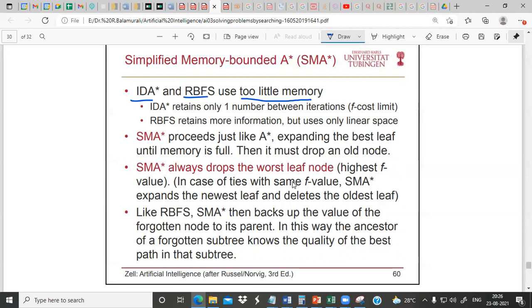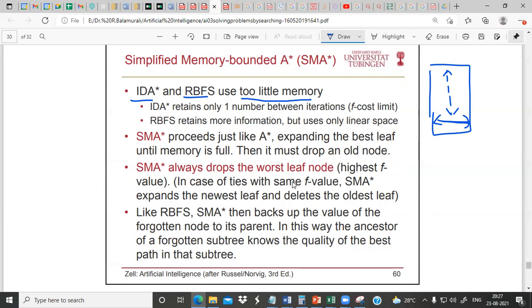It is something where you have the resource, but still you are not using it. When you have the resource and you don't use it, it is as if you don't have the resource. So the problem with IDA star and RBFS is it uses very little memory. It is as if we have a lot of memory, but it uses only very little. So we are wasting this memory. The drawback with A star is it will run out of memory, but IDA star and RBFS use too little memory.